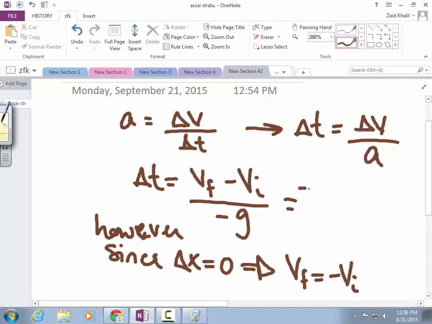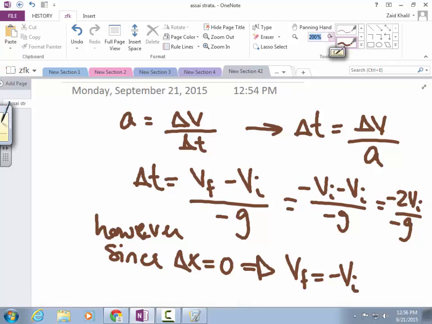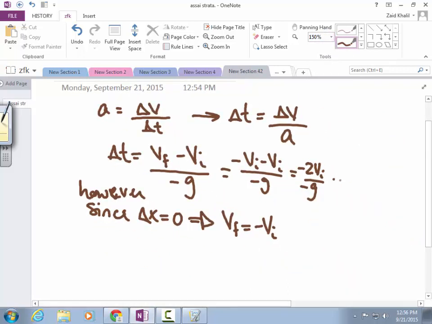We get negative Vi minus Vi over negative G, which is equal to negative 2Vi over G, negative G. I'll zoom out a little bit. And what do we end up with? That the change in time is 2Vi over G. So, a couple questions. Is this physically possible, yes or no? And by me saying is it physically possible, what am I really saying?